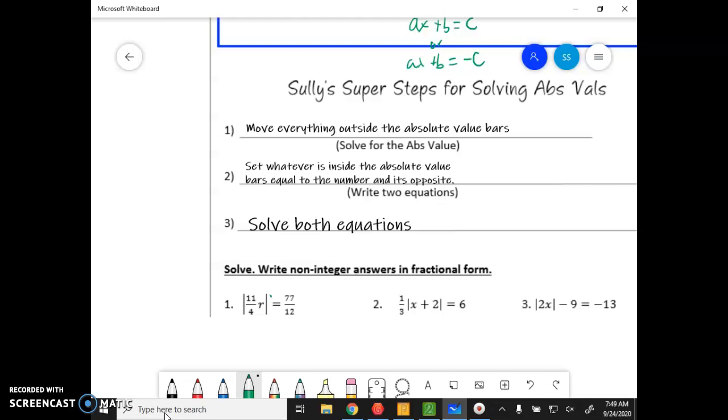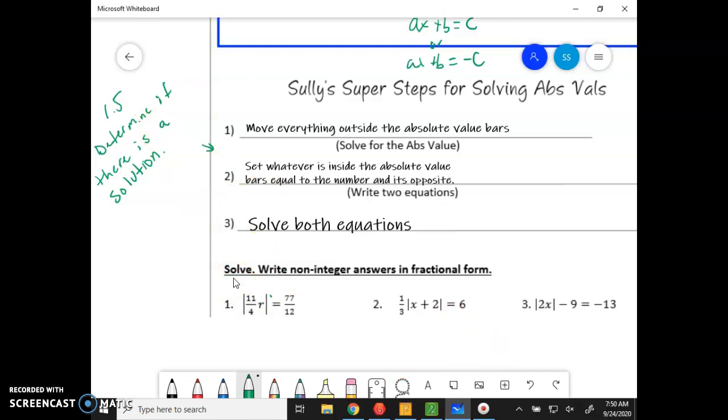Okay, so let me add a step here. I'm going to add like step 1.5. Step 1.5 would be, determine if there is a solution. There is a solution. Okay, so that's like step 1.5. So that just basically means is the number outside.